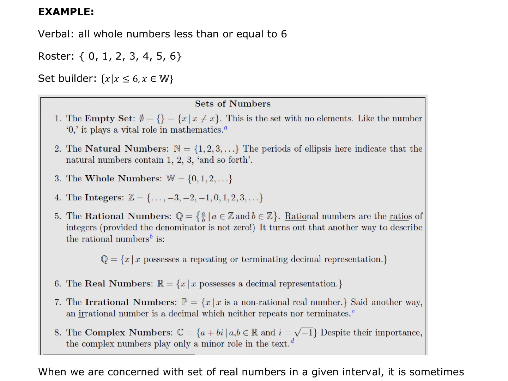Real numbers is all of the numbers prior to, and then the last one is the complex number. So if we were to do number sets, I'd say complex is the largest set. Of course, the empty set is the smallest set, and the next set above the empty set is the natural numbers.